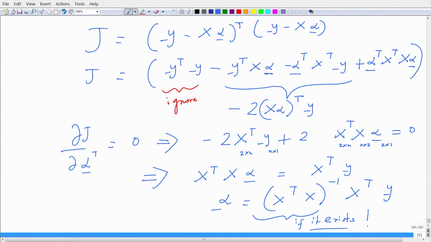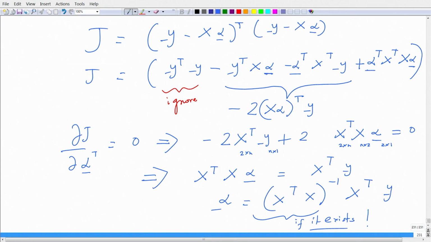Now, this is a matrix equation, it is not like a scalar equation. So, what we have is X transpose X times alpha is X transposed y. Now, it is straightforward to compute alpha as (X transposed X) inverse times X transpose y. You pre-multiply by (X transpose X) inverse on both sides and you get this result. But what is important to observe is that this inverse of X transpose X should exist. This is the important observation.